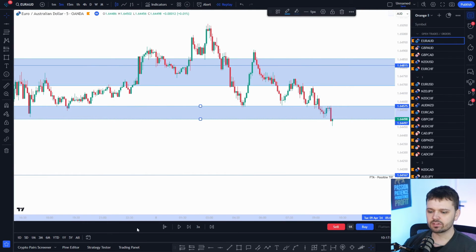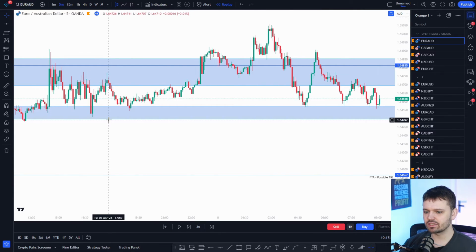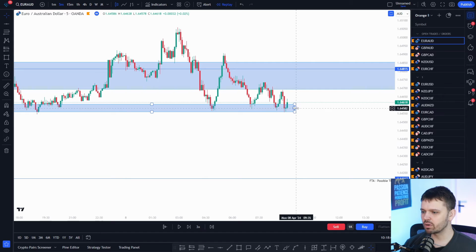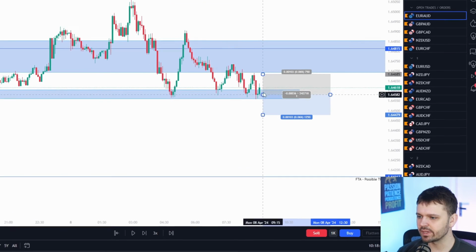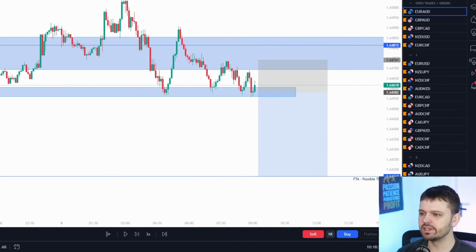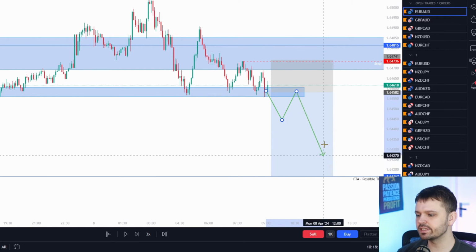Okay, so let's use the replay tool again to go back. Now we can make this zone a little bit smaller, put it in perhaps something like this. That's the level where we want to get in on the break and retest. And if we are able to get in around this area, that would be perfect. We could then have the TP down here, and the stop loss above this high right here.